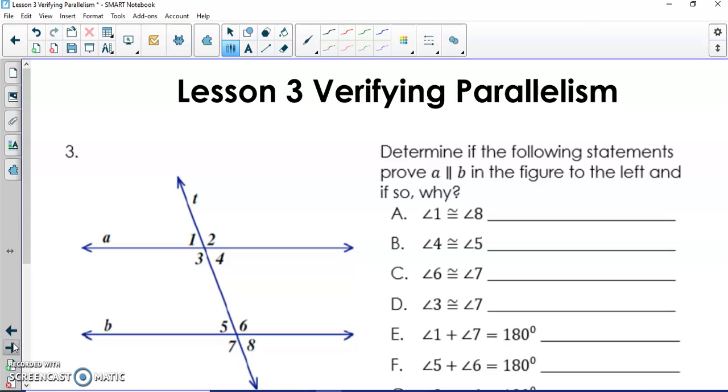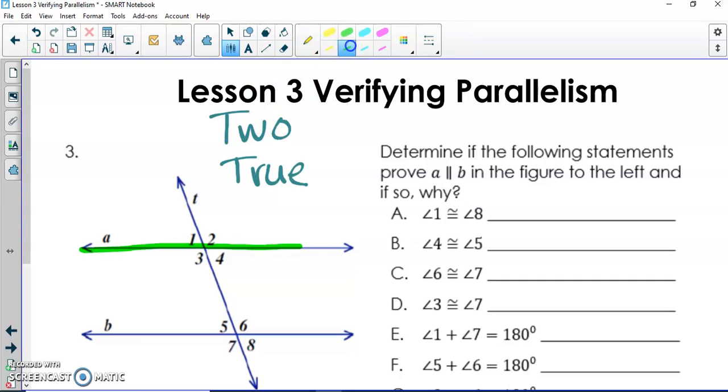This next one is a little intimidating, but I promise it's going to be pretty easy if we follow our two and true method. So, two and true, okay? It says determine if the following statements prove that A is parallel to B. All along we are trying to prove that line A and line B are parallel. It's not something that we can assume when we're trying to verify they're parallel. They don't tell me they're parallel.